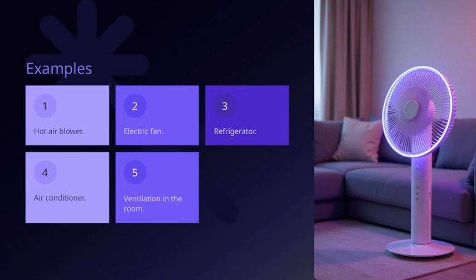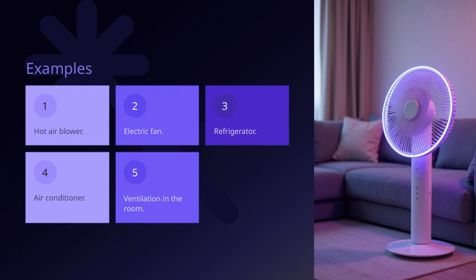Let's take a look at some common examples of cooling and ventilation methods. First, we have the refrigerator, which is essential for preserving perishable foods by maintaining a cool environment inside. Moving on, proper ventilation in the room is crucial for maintaining good air quality and removing excess heat and humidity. Next, we have the air conditioner, a popular device that cools indoor spaces efficiently, especially during hot weather.